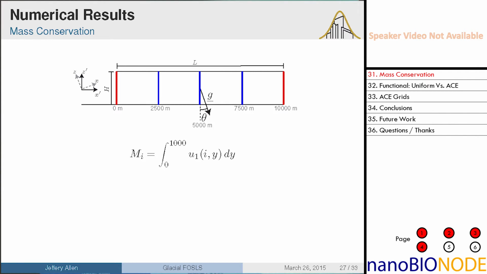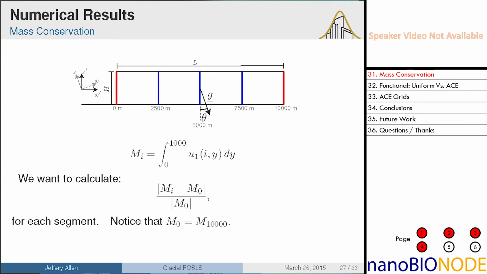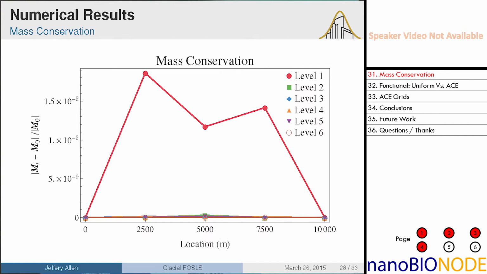Well, that just becomes the integral from 0 to 1,000 of u1 dy, where this I refers to, are we doing it at this point, 5,000, 7,500, or 10,000. And then what we want to actually calculate is the difference between basically how much mass loss we have at each of these 3 blue points. It's kind of interesting to note that because we have the periodic boundary conditions, we know that this line and this line should be equal. So this is one way to look at it.